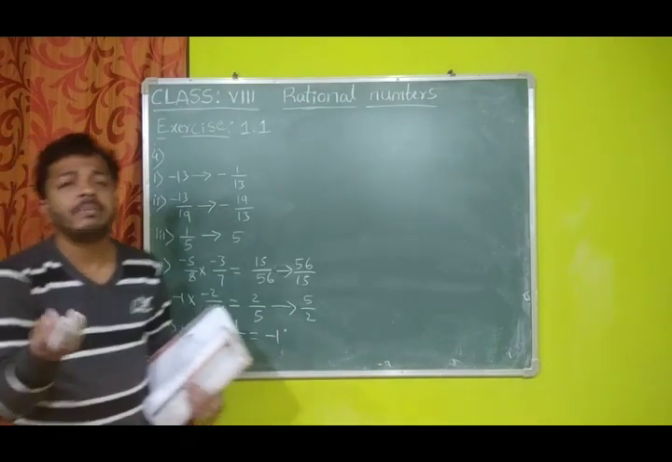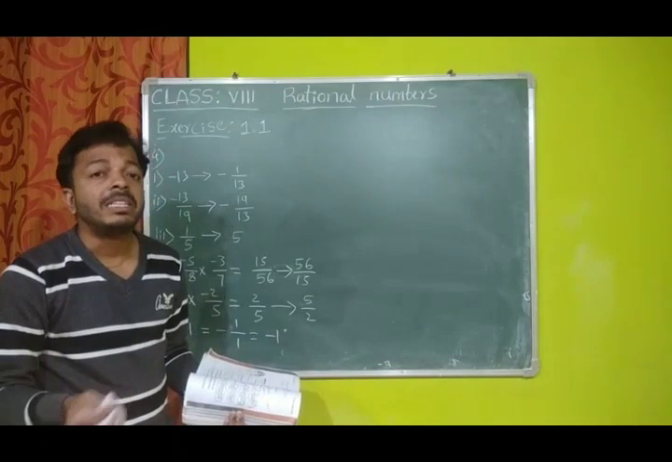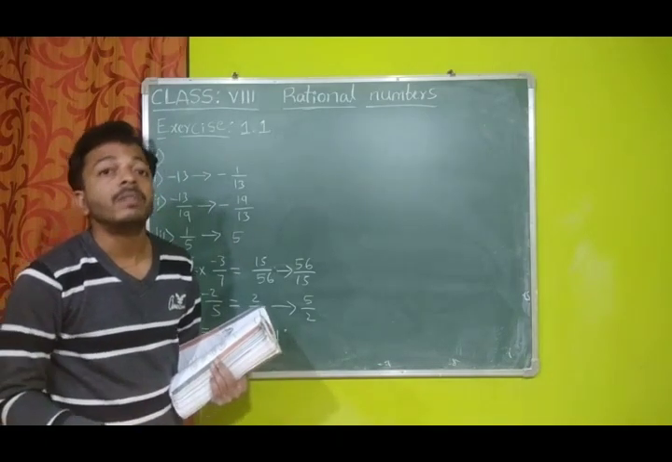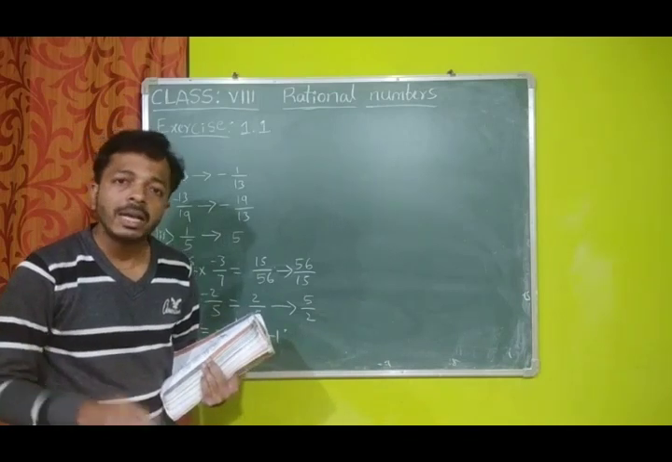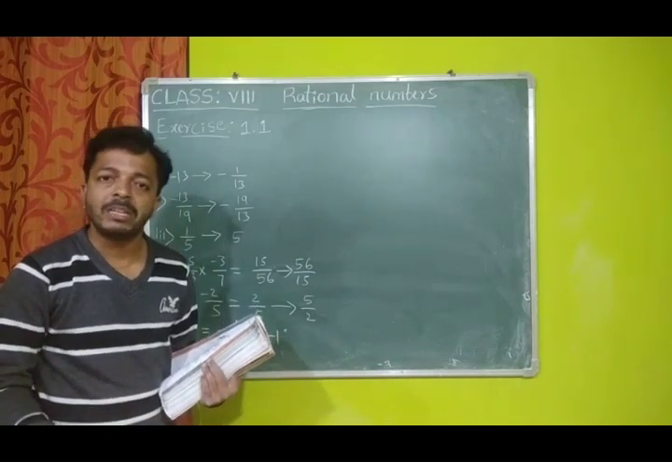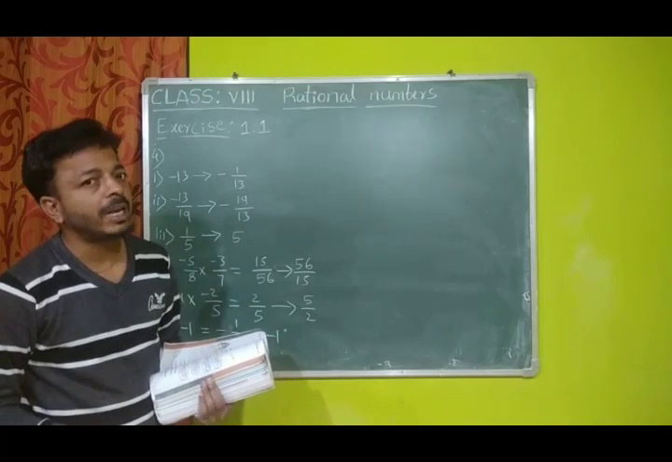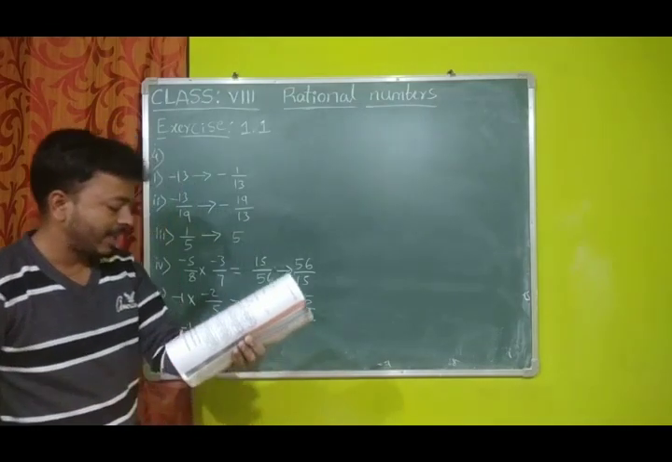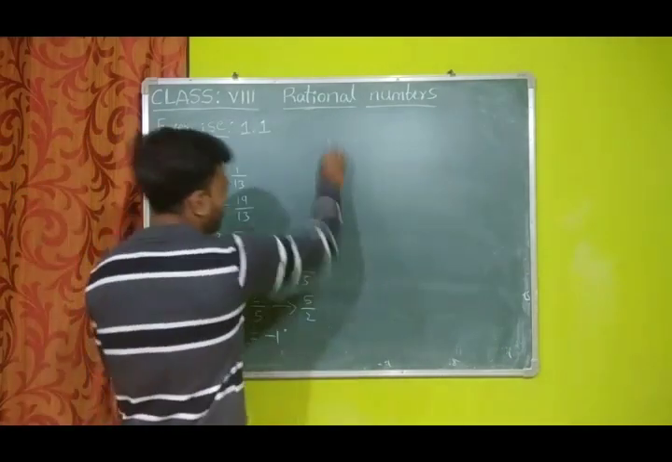In the fill in the blanks, they may ask the question: which are those two numbers whose multiplicative inverse is equal to the number itself? 1 and minus 1. The multiplicative inverse of 1 is 1, and the multiplicative inverse of minus 1 is minus 1. Same as itself.